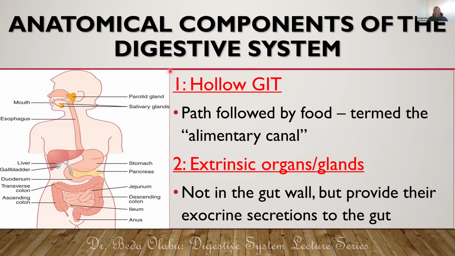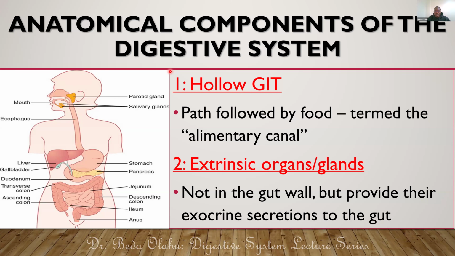Things like the gastric glands within the mucosa, those are intrinsic. We have some salivary glands within the tongue or palate, they're intrinsic. The Brunner's glands within the submucosa of the duodenum, those are intrinsic. The crypts of Lieberkühn, those are intrinsic glands. So in this class, we are not looking at the intrinsic glands. We are looking at the extrinsic glands.